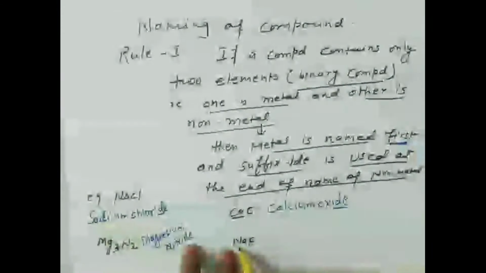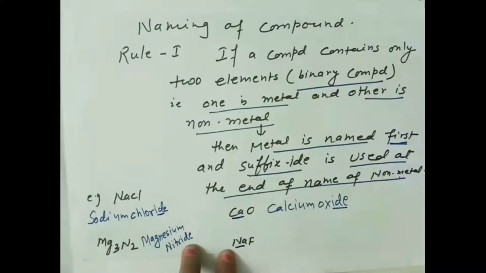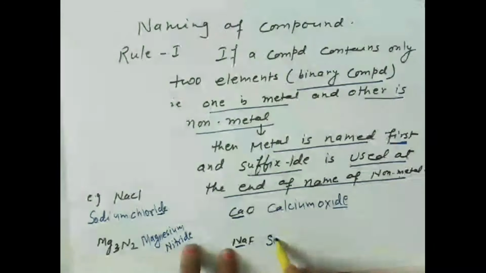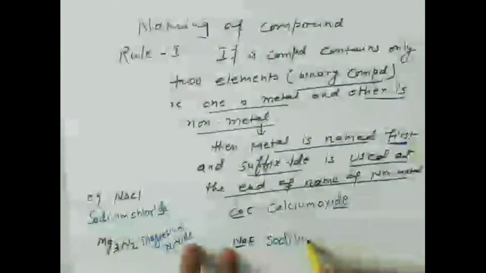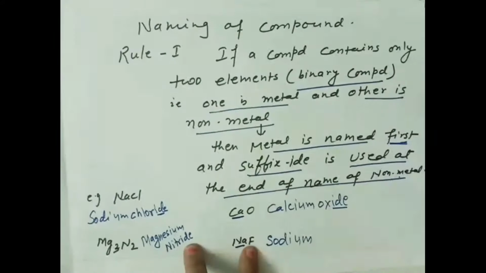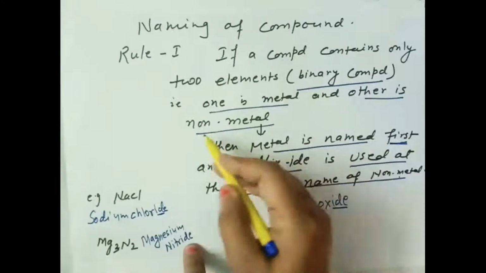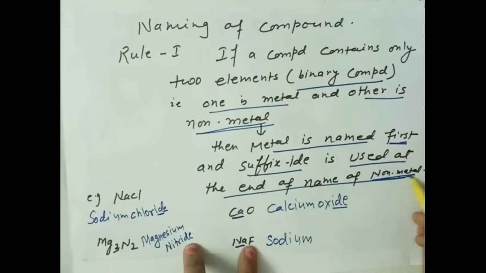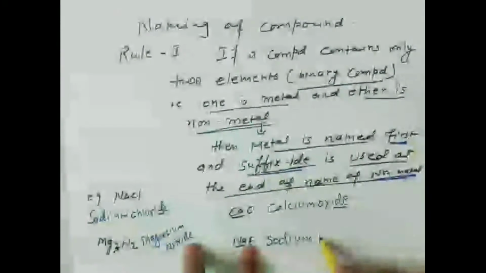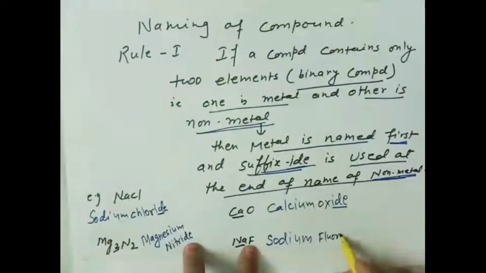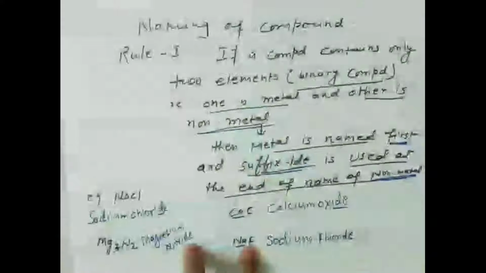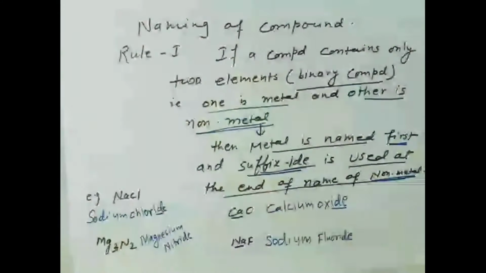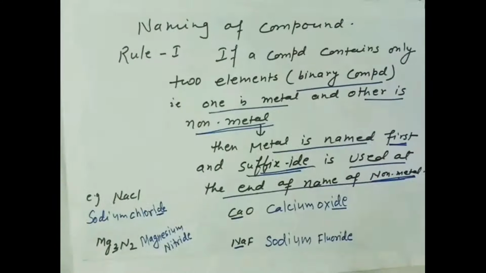In the same way, Na is the symbol of sodium. So first we will write the name of metal, sodium. And F is fluorine. So non-metal part is fluorine. And in the non-metal, we have to use the suffix IDE. So fluoride. We have to write fluoride, IDE. Instead of fluorine, we will write fluoride. So name of the compound is sodium fluoride.